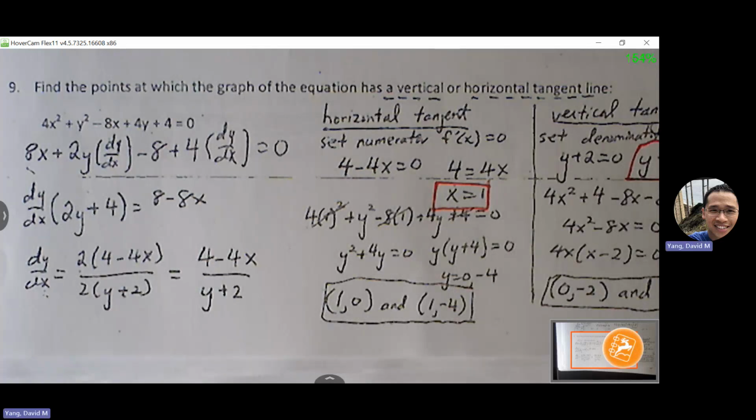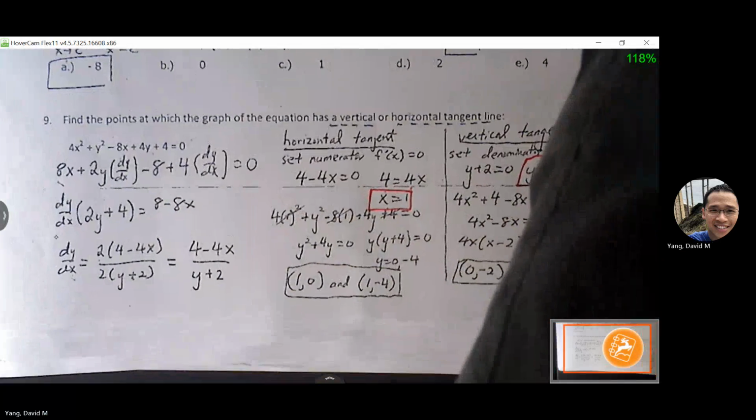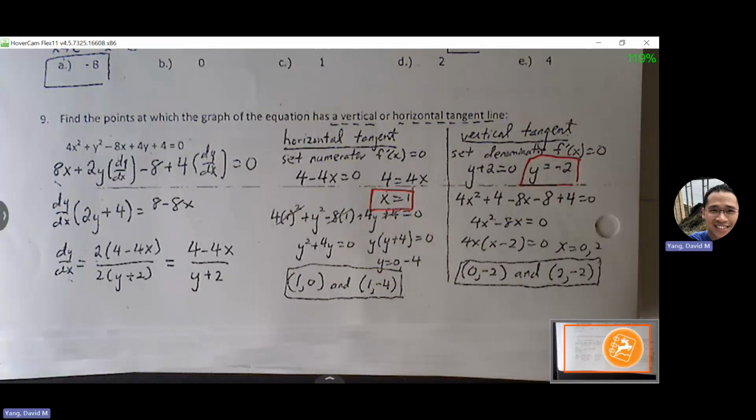Is there more for you? Yeah, and the vertical tangent. Set the denominator equal to 0, solve for y. In this case, solve for y because that's the variable there, and then plug it back in to the original to get your ordered pair.